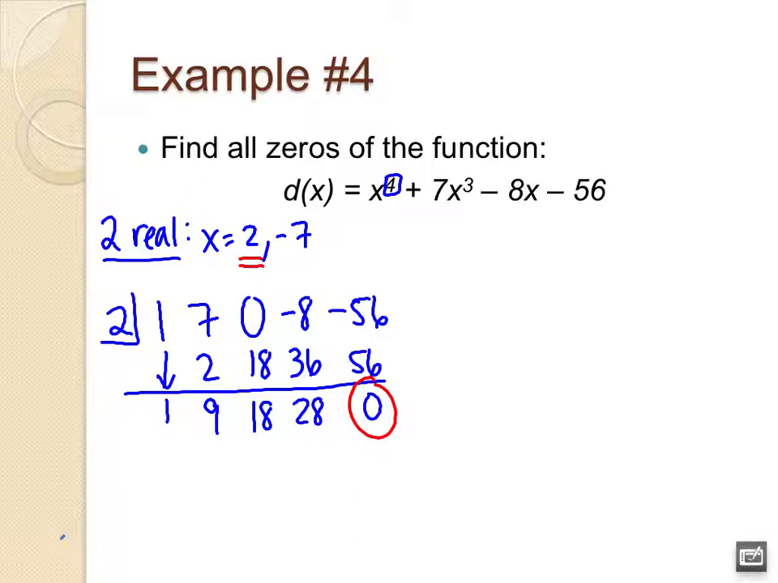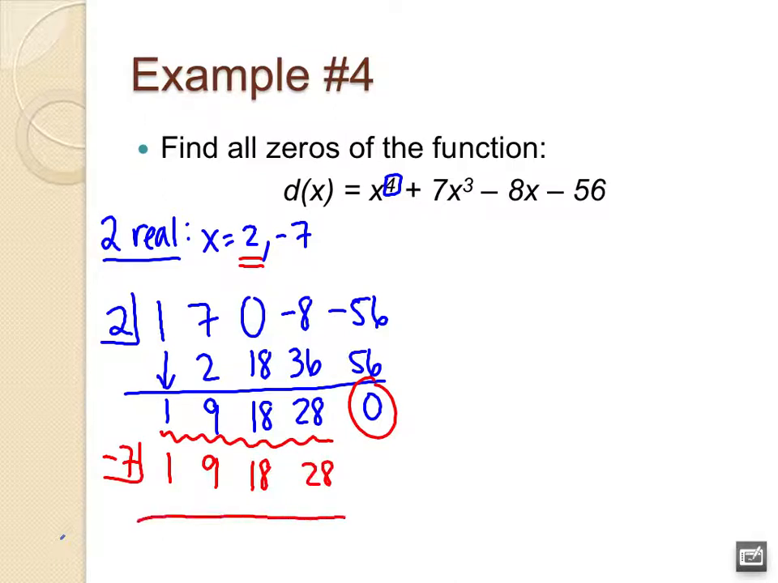Now I need to do synthetic division again, this time with negative 7. And I'm going to use this: 1, 9, 18, 28. 1 multiplied by negative 7 is negative 7. This ends up being 2. So negative 7 multiplied by 2 is negative 14. Adding down, I get 4. This ends up being negative 28. Adding down, I get 0. Again, I got a remainder of 0. That's good. This is what I'm left with now.